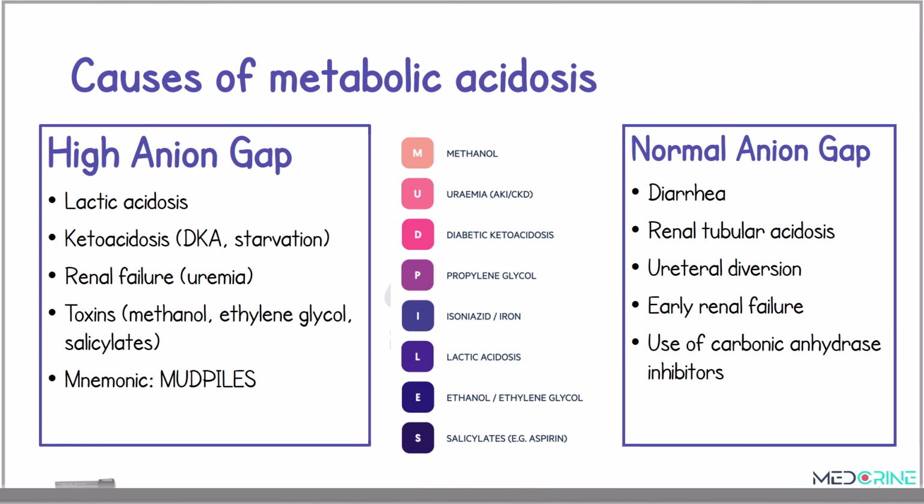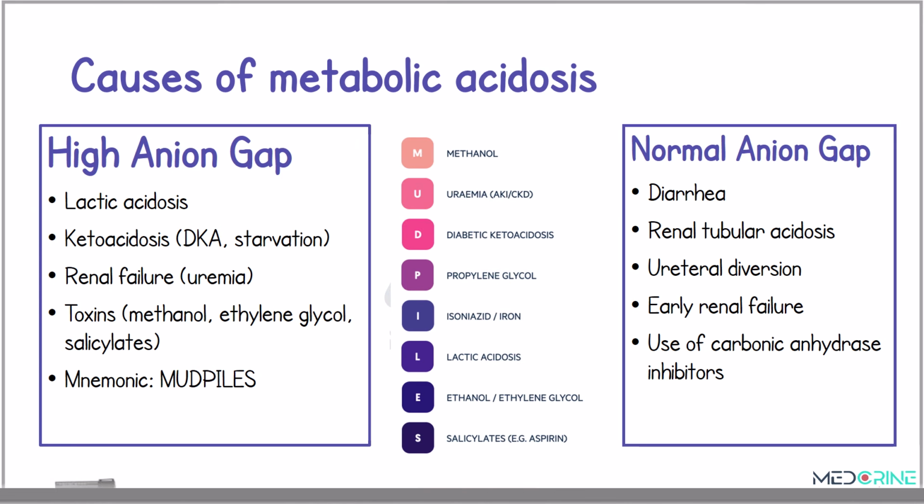We use the mnemonic MUDPILES to remember the causes of a high anion gap metabolic acidosis. This mnemonic stands for methanol, uremia, diabetic ketoacidosis, propylene glycol, isoniazid or iron, lactic acidosis, ethanol or ethylene glycol, and S stands for salicylates, for example aspirin.